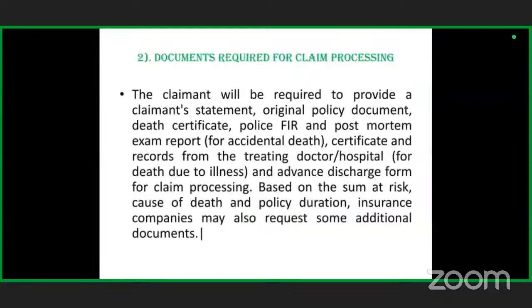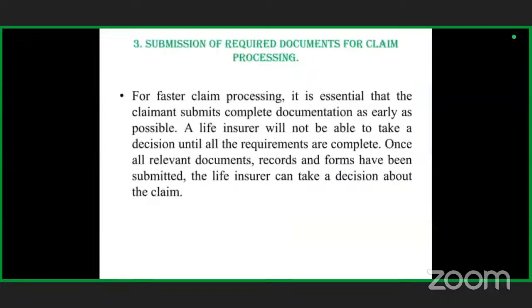What to submit at the time of claim information or claim notification? We have to submit the original policy document. The nominee has to submit the original policy document. Then the FIR copy has to be submitted if it is an accidental death. A certificate of the treating doctor or hospital has to be submitted in case of illness. These all are to be submitted based on the policy duration. Then, based on the sum at risk, we have to submit other kinds of documents also.